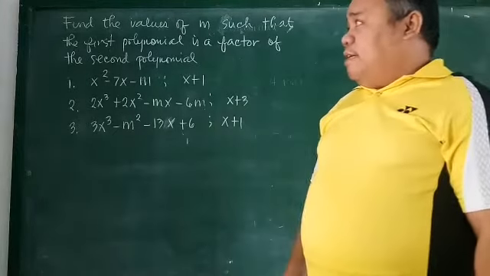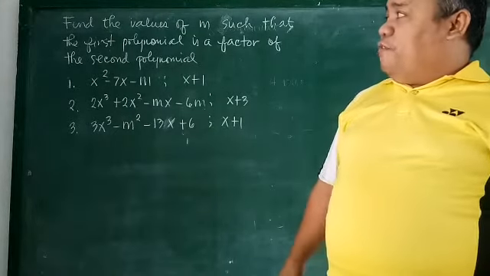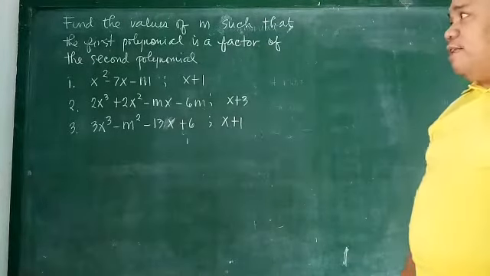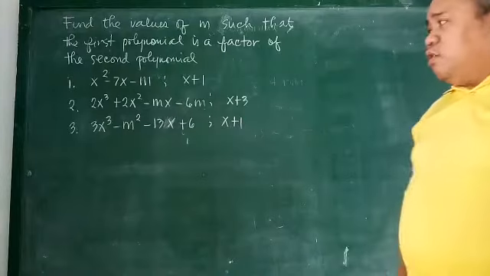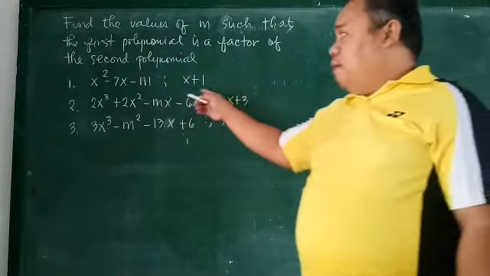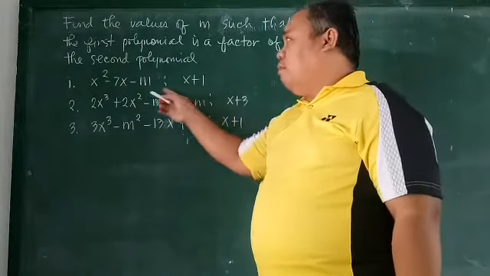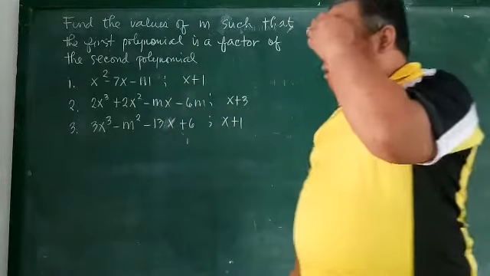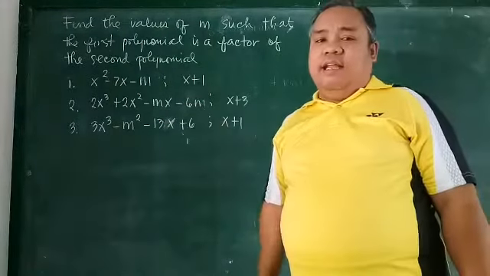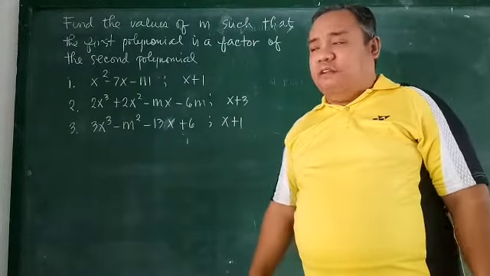Okay, let us discuss now this second topic. We're going to find the values of n such that the first polynomial is a factor of the second polynomial. So we're going to find the value of n to determine whether this binomial is a factor of this one. So we will find the value of n that satisfies the binomial factor.